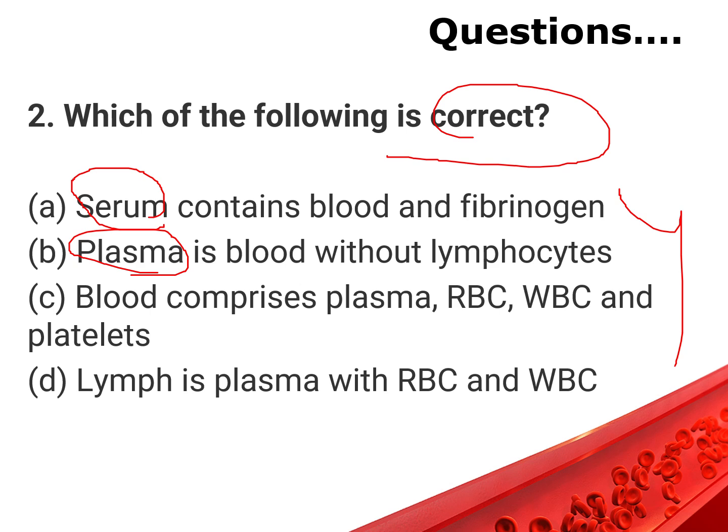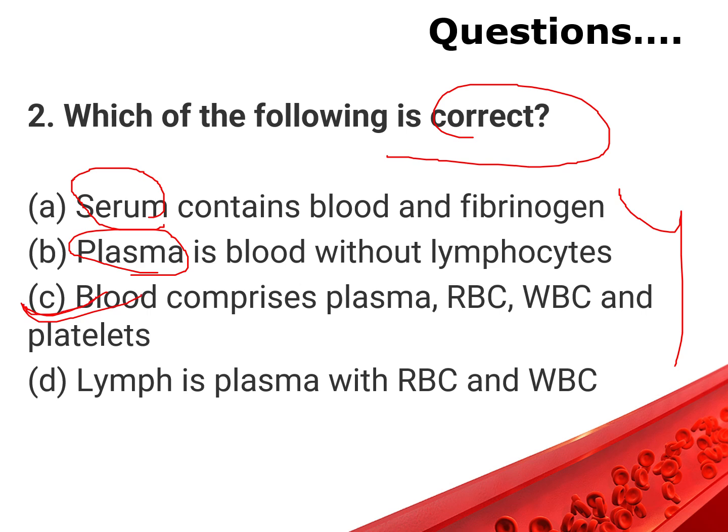This seems like the right option, but never guess blindly. Just select the option after reading all the options. The last option is lymph is plasma with RBC and WBC. So the right answer is C.